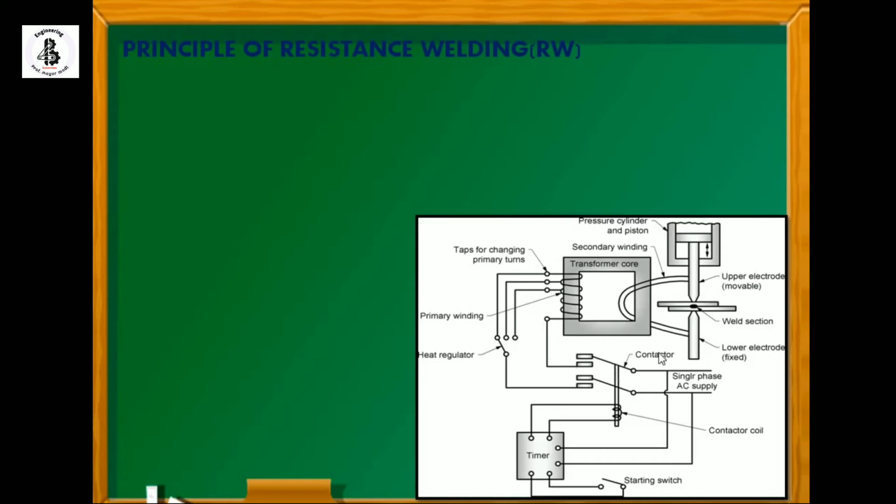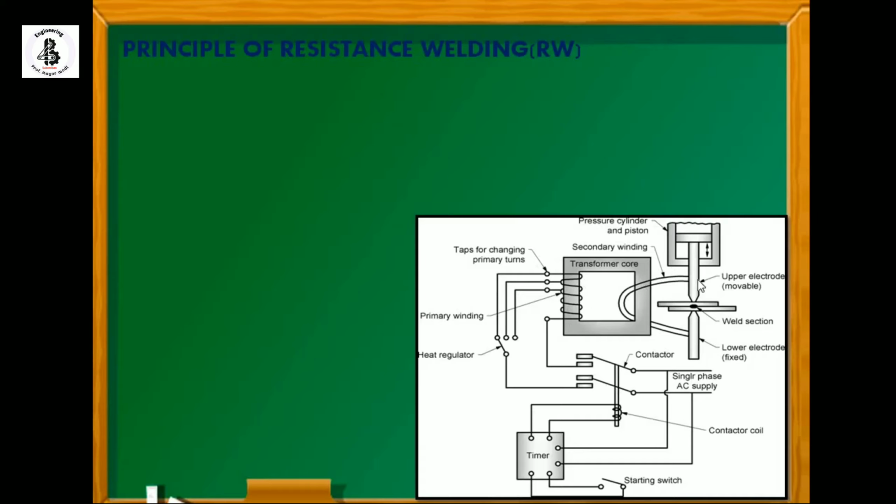You can see a transformer core is being used, and that will have a primary winding and a secondary winding. With the heat regulator switches and timers, as you can see, that will control the timing of switch on and switch off, and by this timer the AC power supply is applied to the transformer core. By these circuits, it will be connected with the electrode materials.